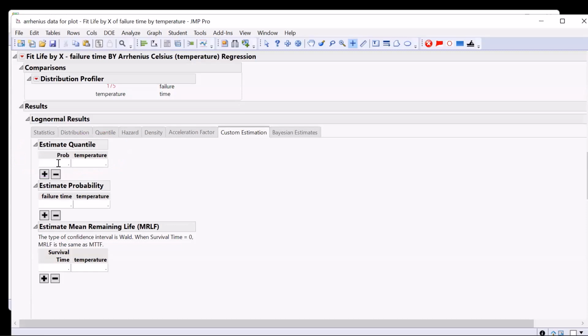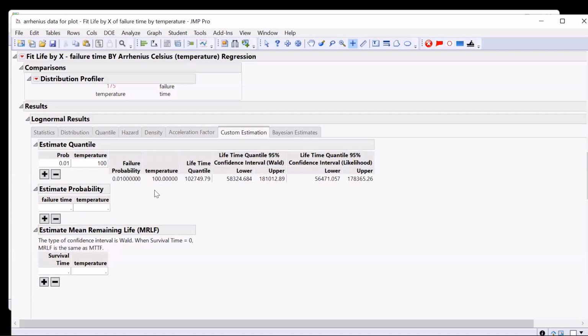So I'm interested in the time to, say, 1% failure, and my use condition is 100. I'm going to hit enter, and now I get my estimate. So if the probability of failure is 1% at 100 degrees C, I'd expect that to last about 100,000 hours. And I even get some confidence bounds on that estimate.